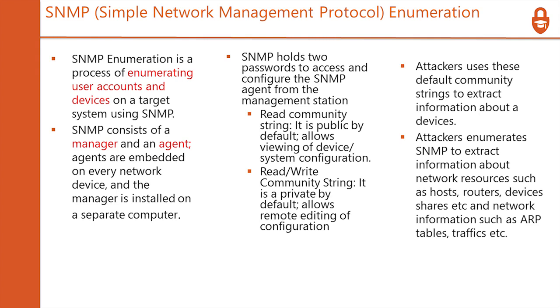So there's a read and write community string. It's private by default and allows remote editing and configuration. The attacker uses these default community strings to extract information about a device. So it had default user creds, basically default credentials. Attackers enumerate SNMP to extract information about network resources such as hosts, routers, devices, shares, etc., and network information such as ARP (address resolution protocol) tables, routing tables, and traffic. And also, you could actually reconfigure the device from SNMP. In some of the later versions, you could actually issue commands to change things.